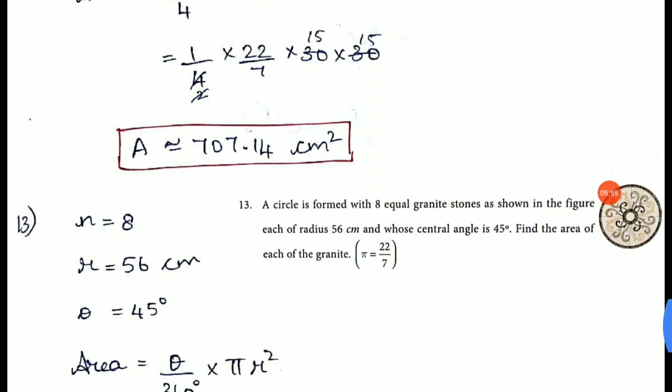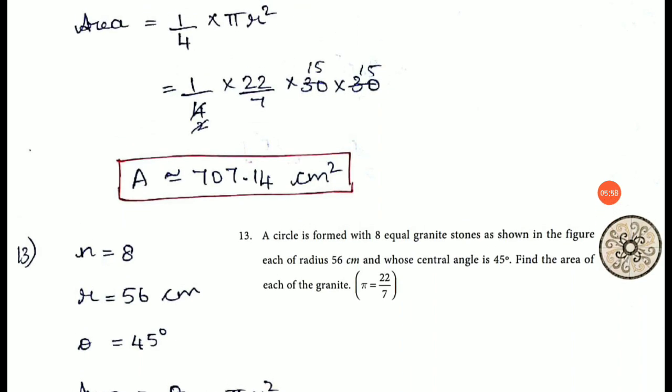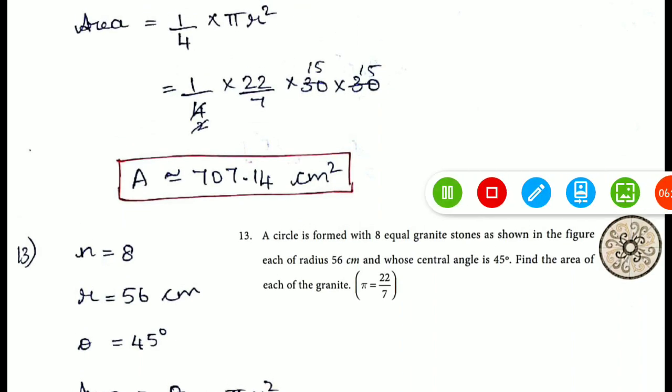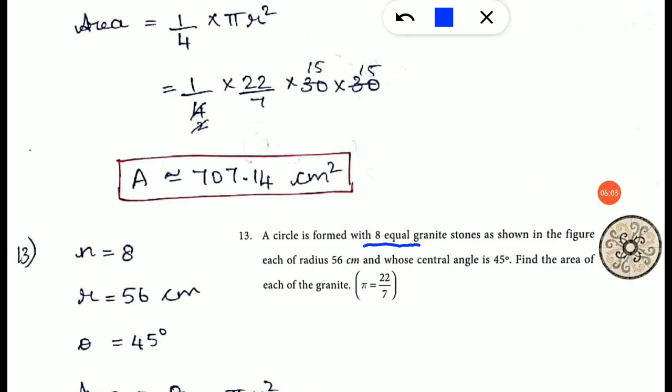The last sum of this exercise. A circle is formed with 8 equal granite stones. It is formed with 8 equal granite stones as shown in the figure. Each of radius 56 centimeter. Radius is given and central angle is also given. Find the area of each granite. First you take what are all the things given in the question. So n value is 8, r is 56 and theta value is 45. To find the area, which formula we will use? Theta by 360 into pi r square.